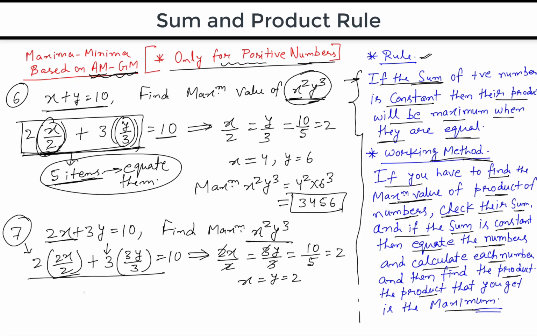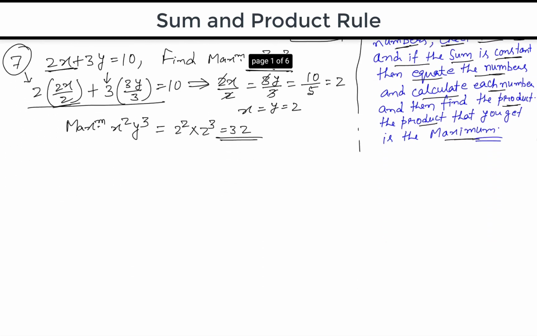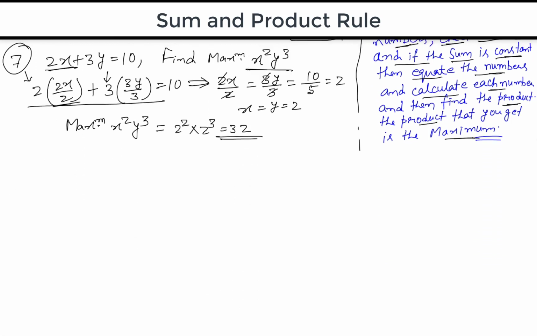So the required maximum value of x square y cube is equal to 2 square into 2 cube, and that is 32. I'll just change this question a little bit and see what happens now. Suppose the question was 2x plus 3y is equal to 10, find the maximum value of x cube y square. Please pay attention to this, x cube y square. So what will happen now?